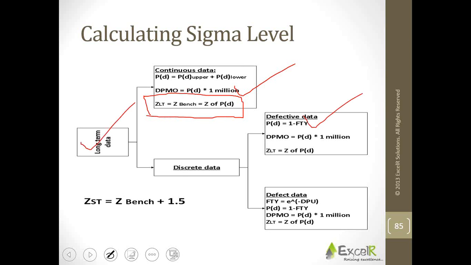Then if you have discrete data, in discrete data, we know for a fact that we have two things. We have defective data and defect data. If you have defective data, probability is 1 minus FTY. What is FTY, Anuj? Do you remember by any chance? Do you remember what is FTY? First time yield.